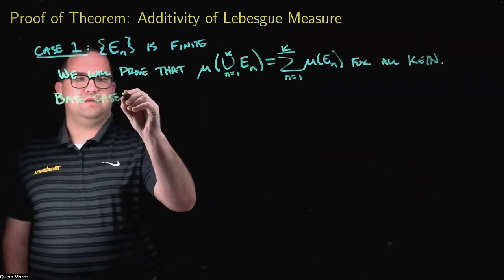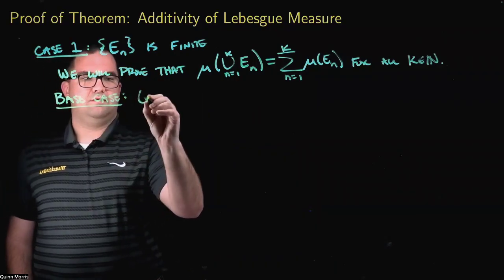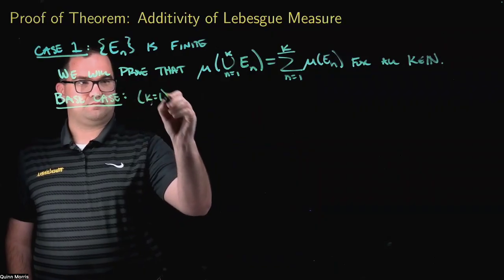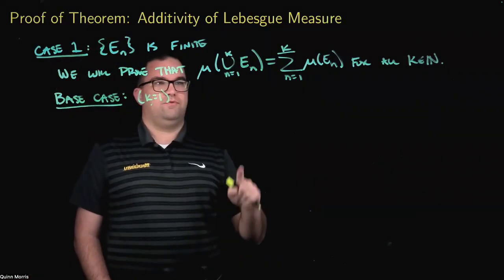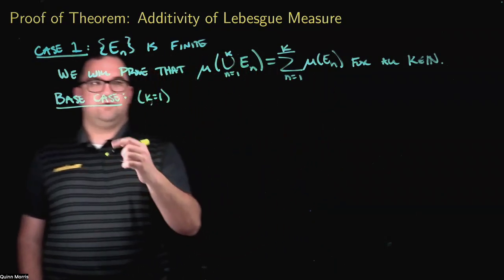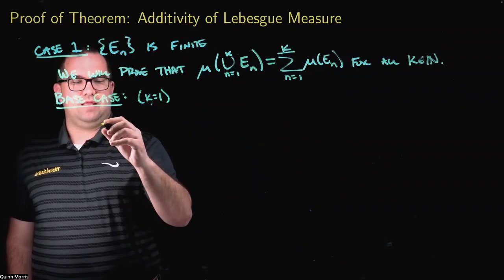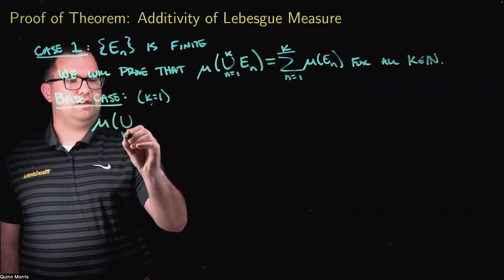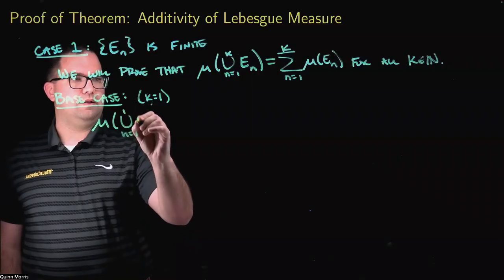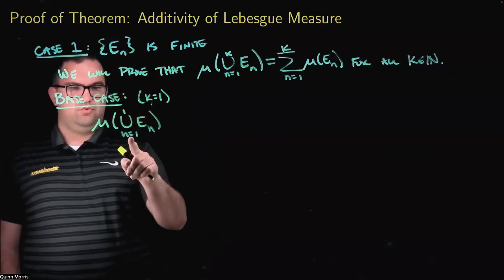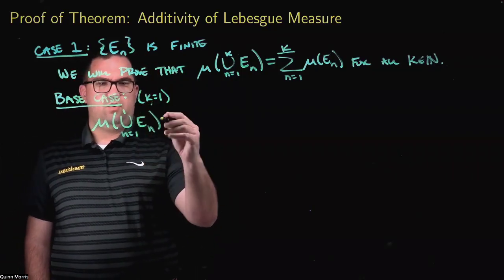In this case, we'll just take k equal to 1. So we want to prove that this holds when k is equal to 1. Well, when k is equal to 1, what is the claim here? The claim is mu of the union, n equals 1 up to 1, of E_n. Well, what is that? A union, but it's just one thing, so it's just E1.